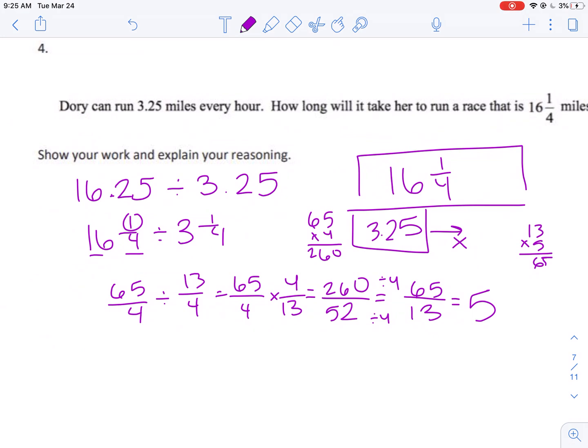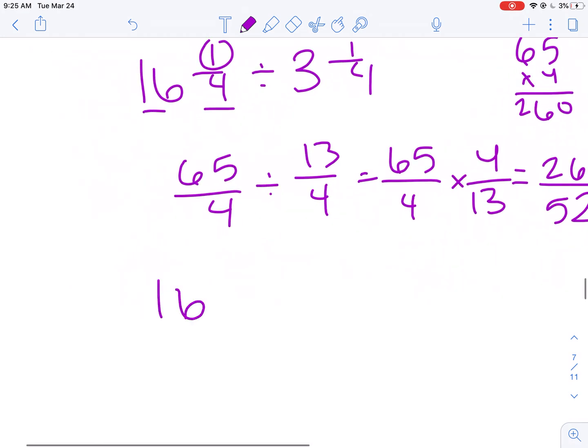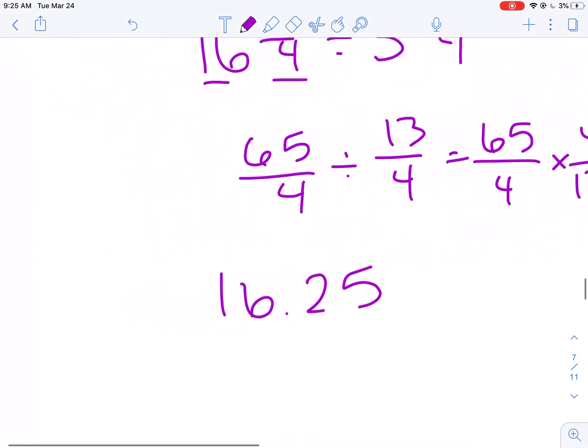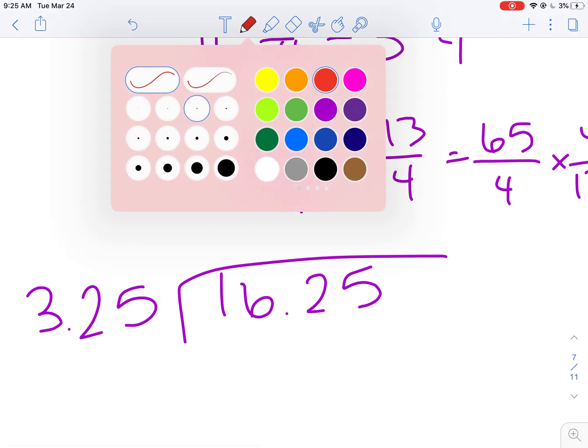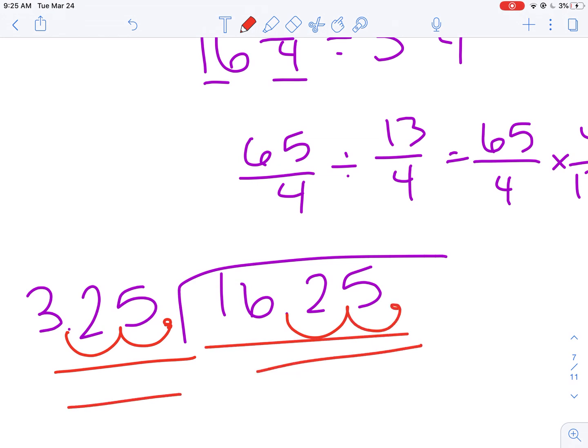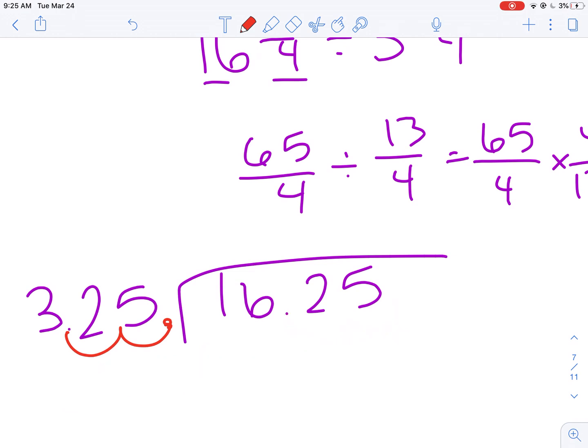And if you did it using long division, 16.25 divided by 3.25. Well, first step is to make this into a whole number. And because you move this one 2 times, you have to move this one 2 times. Not because you have to make this a whole number, but because whatever you do here, you have to do here. And then we can see, starting decimal point goes right there.